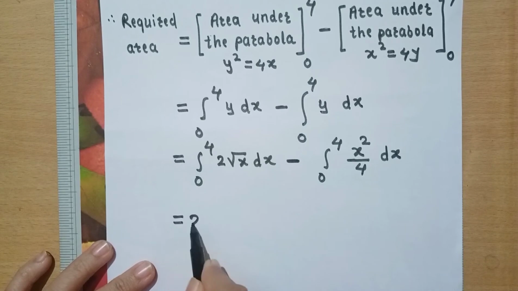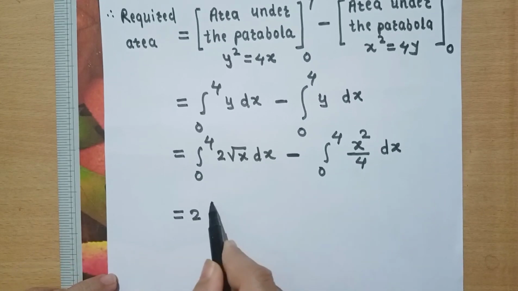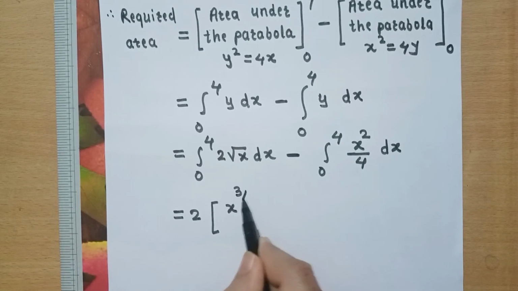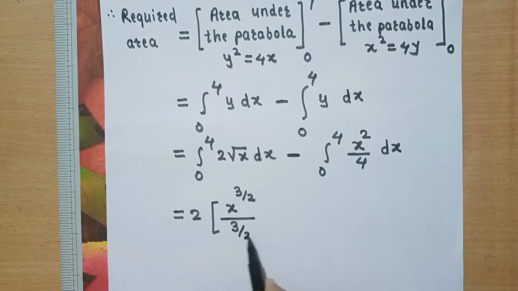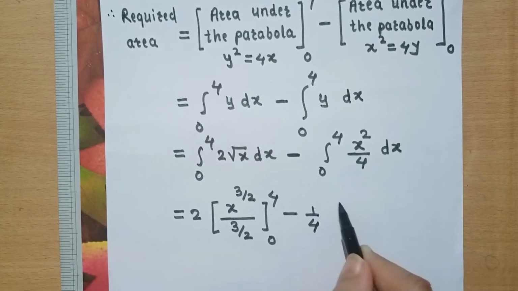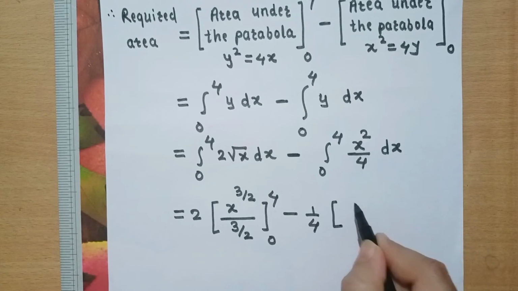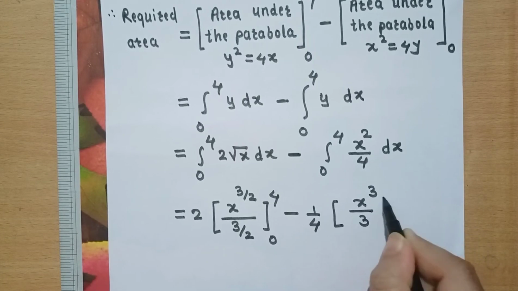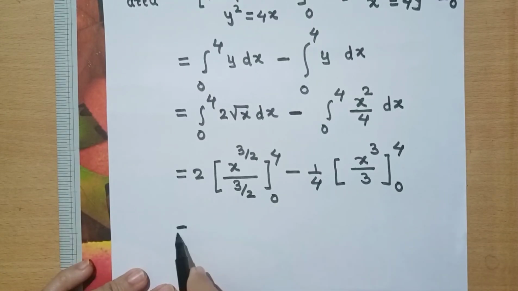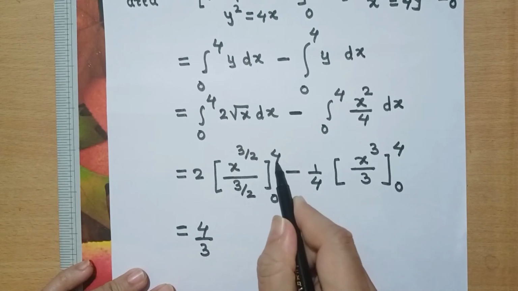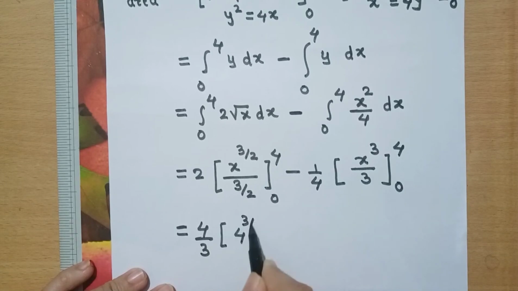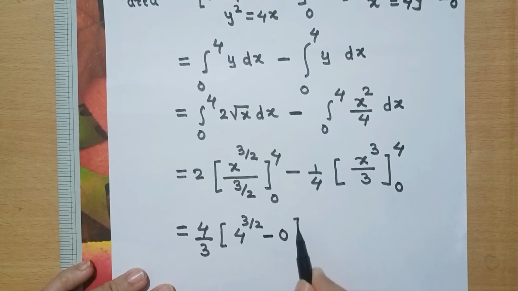This 2 is constant, so it stays outside. Integration of root x is x raised to, root means half, half plus 1 means 3 upon 2, and here also 3 upon 2, with limits from 0 to 4. This 4 is constant, and integration of x square is x cube upon 3, with limits from 0 to 4. Again move this 2 upside, so we have 4 by 3, and first we will substitute the upper limit. So here 4 raised to 3 by 2.